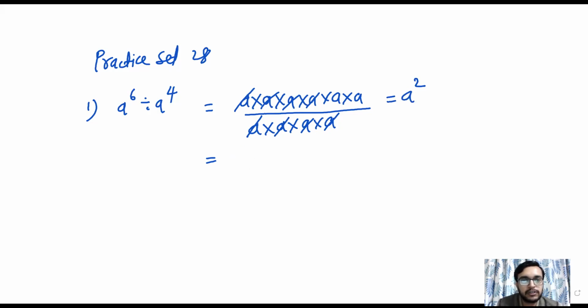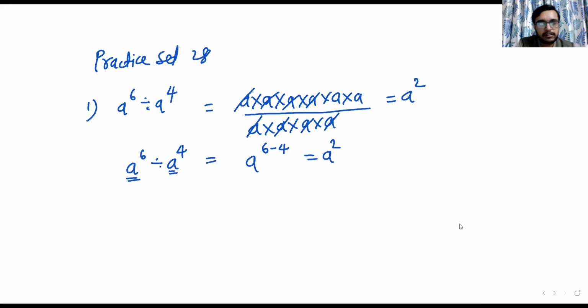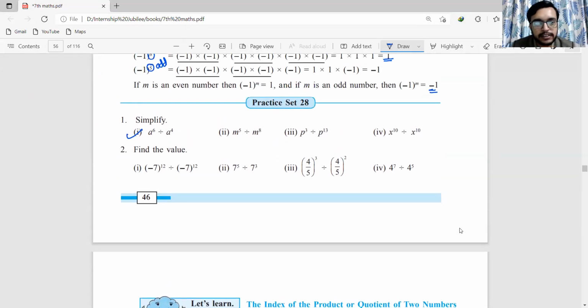Or you can solve this as a raised to power 6 divided by a raised to power 4. Here the base is the same, therefore taking the subtraction of powers, 6 minus 4, that is a square. Okay, do you understand? Now solve the remaining questions and tell me the answer. Solve the second, third, and fourth. I will give you 5 minutes to solve this.